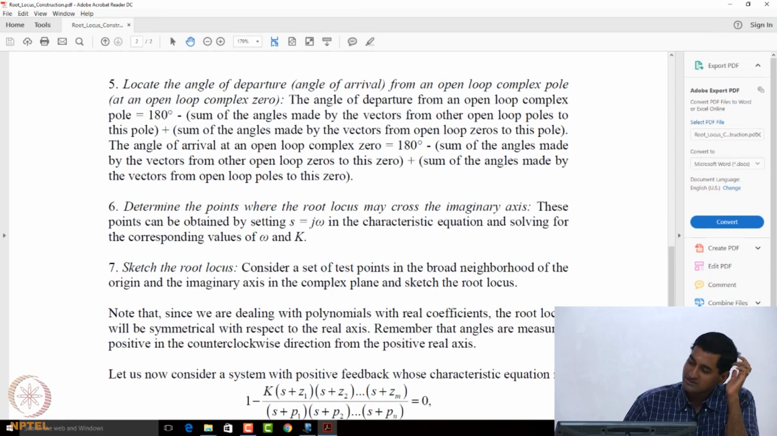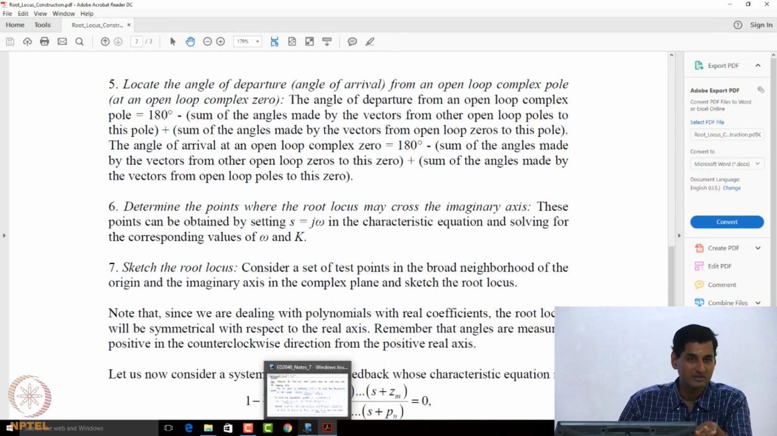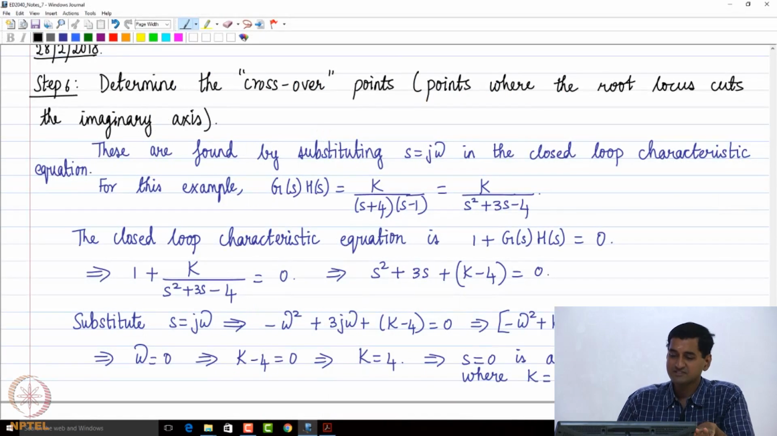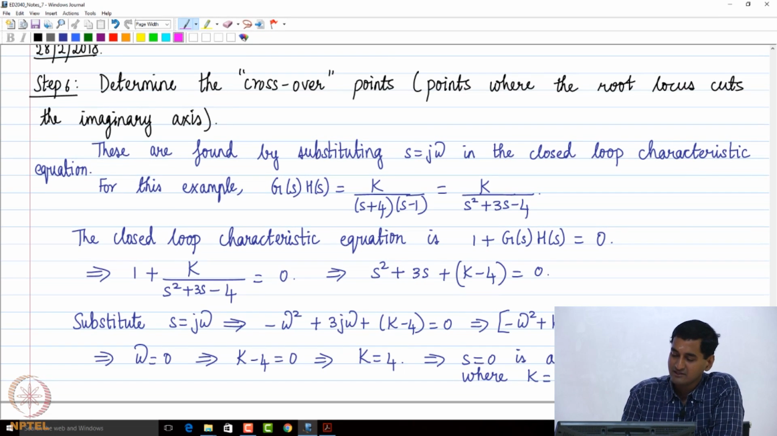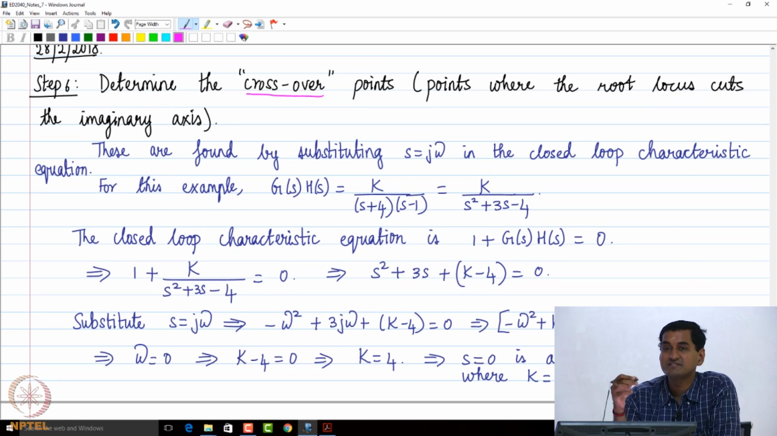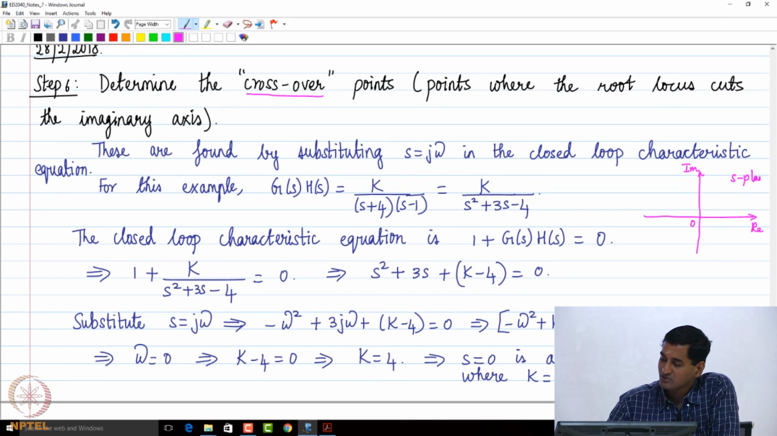Step 6 is what we are going to look at today, and then we will complete the root locus construction. So, what is step 6? Step 6 is to determine the crossover points. What are these crossover points? Crossover points are points where the root locus cuts the imaginary axis. Imagine that in the S-plane we want to figure out where the root locus cuts the imaginary axis. And why are these called crossover points?